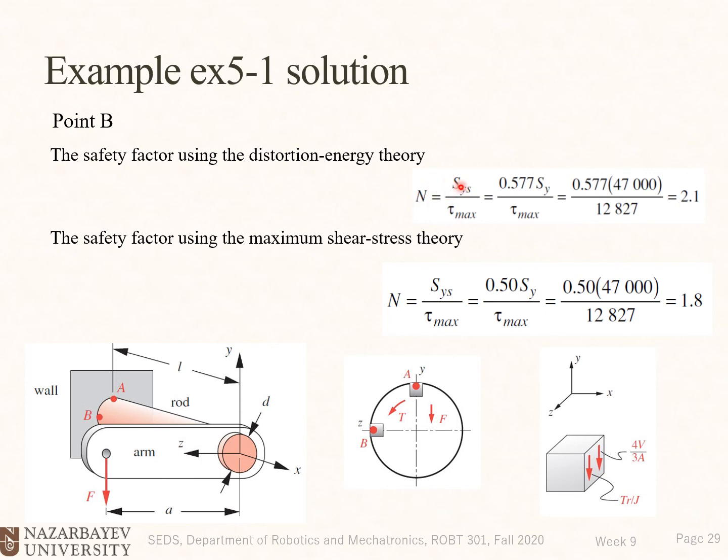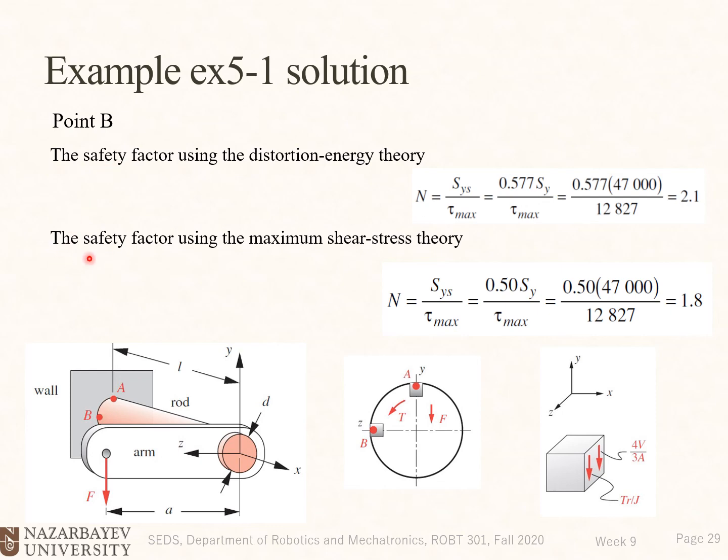This is basically an alternative solution to find the safety factor in distortion energy theory, because we have pure torsion in this case, pure shear stress. But you could simply use the effective stress formula, sigma prime, as you use the general formula for safety factor, N equals Sy divided by sigma prime, instead of this formula. But anyway, you could use this formula because we only have shear stress. So N comes to 2.1 based on the distortion energy or von Mises energy theory for point B.